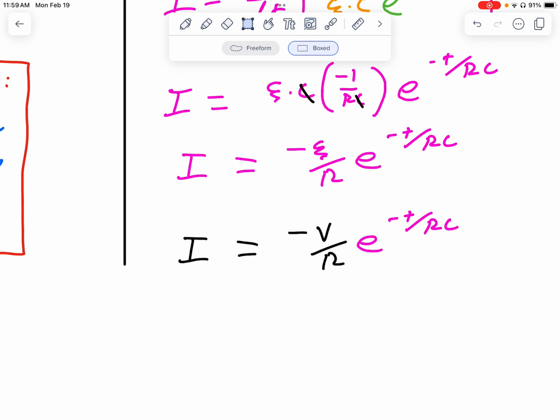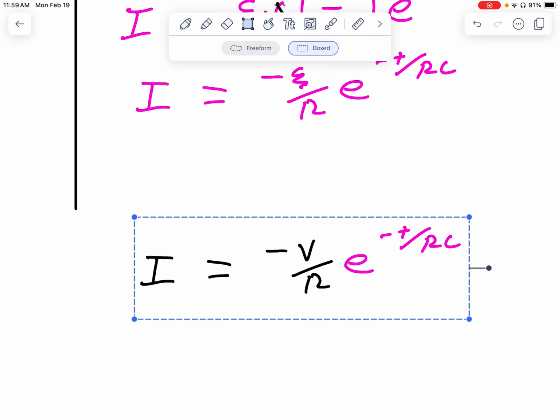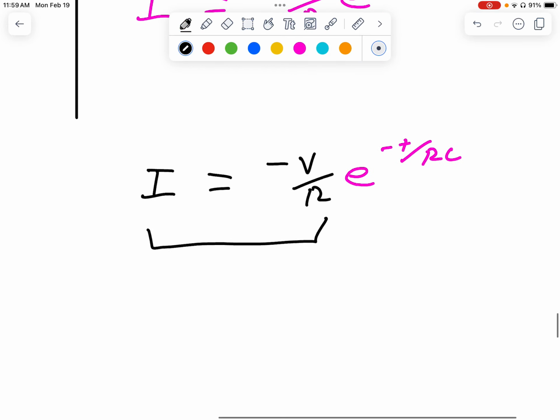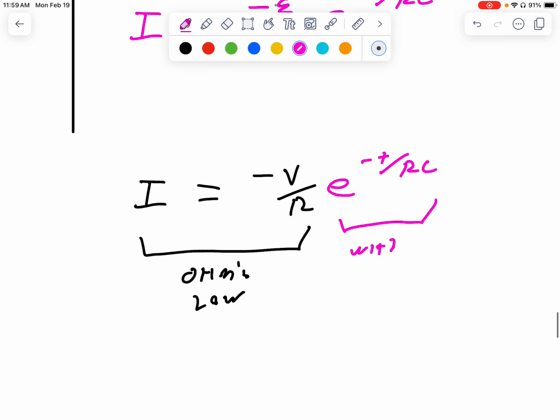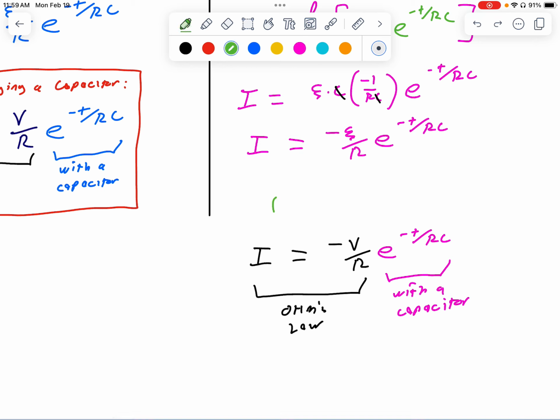What do we have? Make a little space. All right, we've got Ohm's law with a capacitor. Did I write with or for? Yeah, with a capacitor. And this would be for discharging a capacitor.